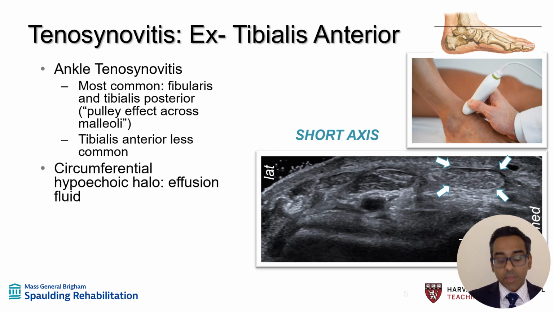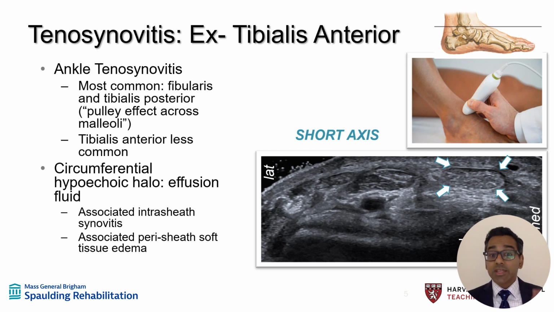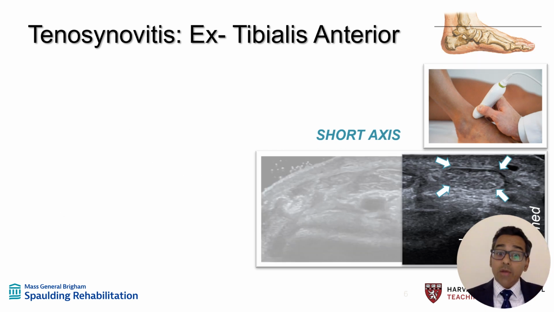Whenever you see tenosynovitis, wherever it is, classically you'll expect to see a circumferential halo surrounding the structure of interest, and that's really some hypoechoic fluid. You can get fluid not only in the tendon sheath, but around it as well, so you can see peri and intratendinous fluid. So here, I've zoomed in on this picture just to be a little clearer.